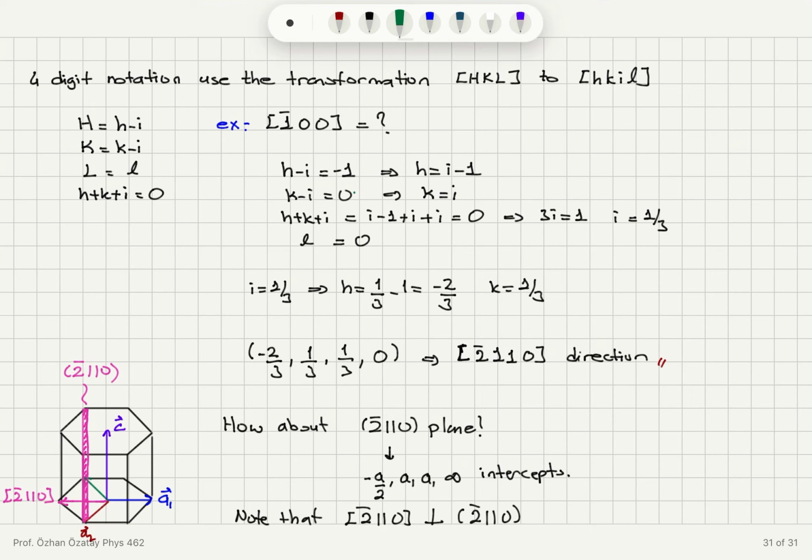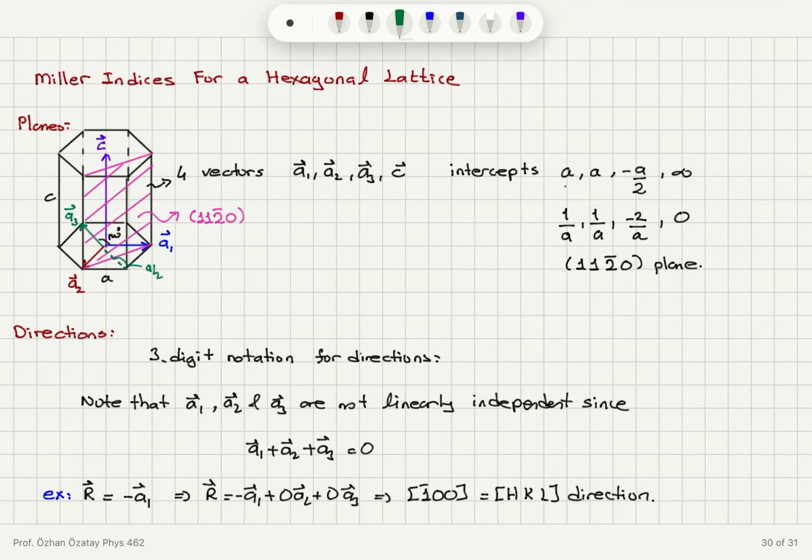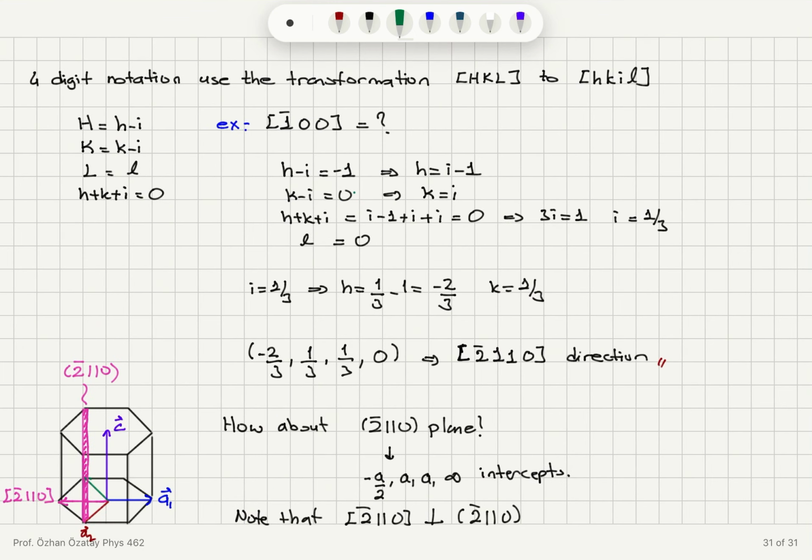So I have minus 2 over 3, 1 over 3, 1 over 3, 0, and 3 is the highest common factor, so I can get rid of that. So basically I will obtain the 2 bar 1 1 0 direction. So I see that the 1 bar 0 0 direction, which is in the minus A1 vector direction, is represented by 2 bar 1 1 0 using this notation.